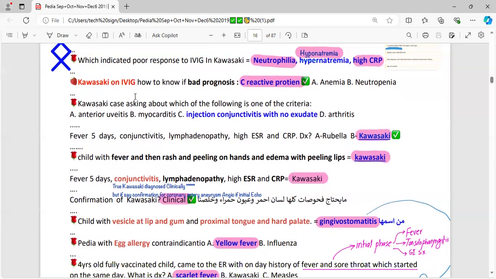Kawasaki disease already on immunoglobulin. How to know if the prognosis is bad? High CRP.